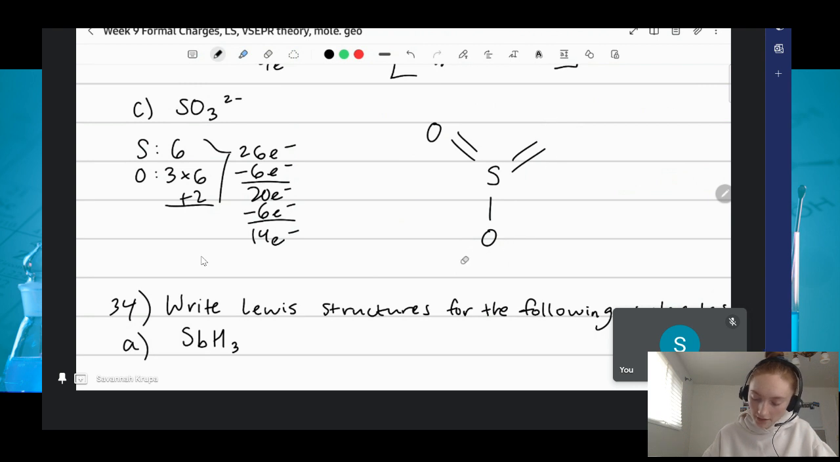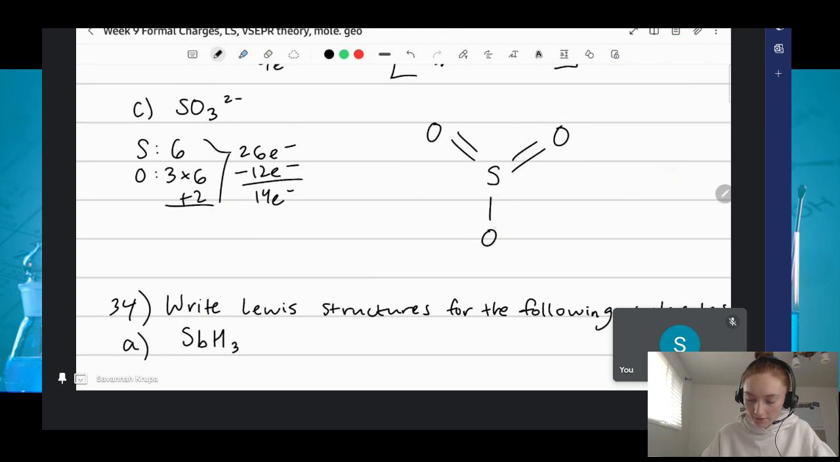So we'll have a total of 2, 4, 6, 8, 10, 12 valence electrons that we're working with. So let's just start over here. Minus 12, and so that will be 14 valence electrons left over.